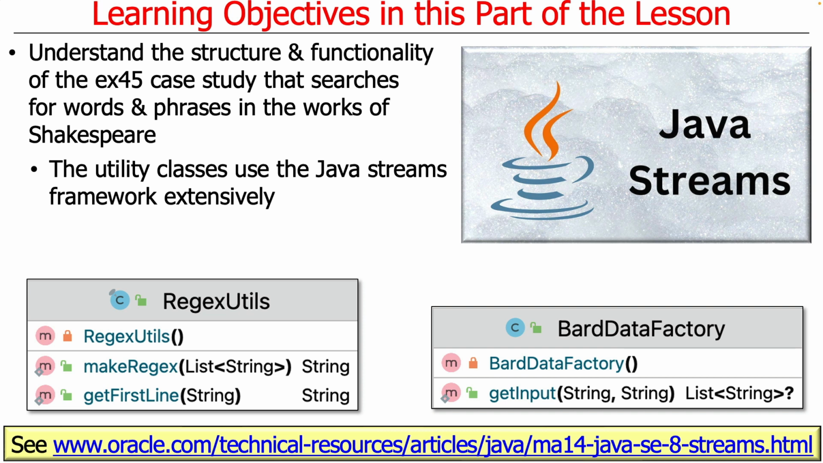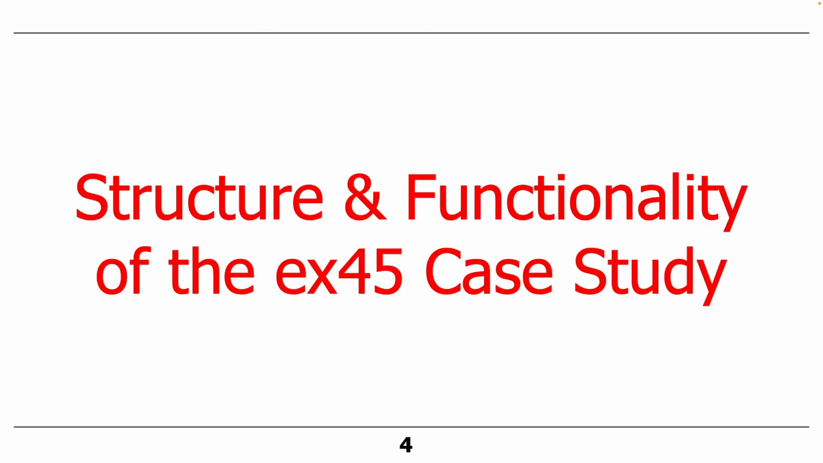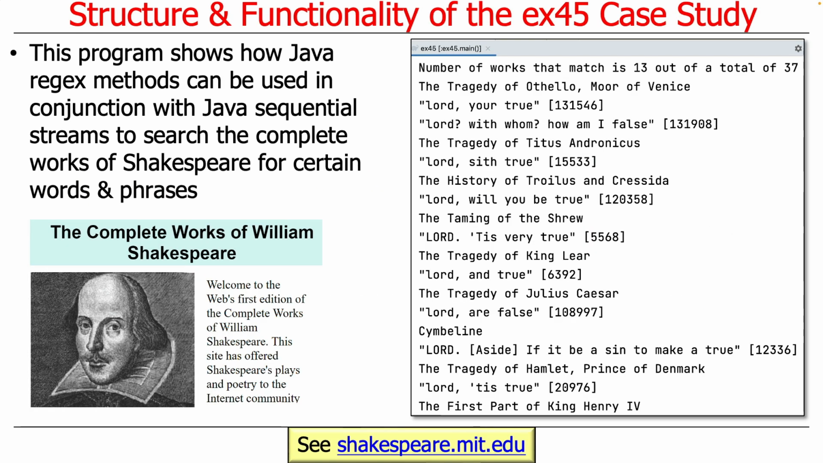We have this thing called BardDataFactory, which is going to be creating input from the works of Shakespeare, and something we call RegexUtils, which is used to make some regular expressions. Some of this stuff is relevant for the next programming assignment that you guys have as well. So what this program does is it shows how you can use regular expressions in conjunction with Java sequential streams to search the complete works of William Shakespeare for certain words and phrases.